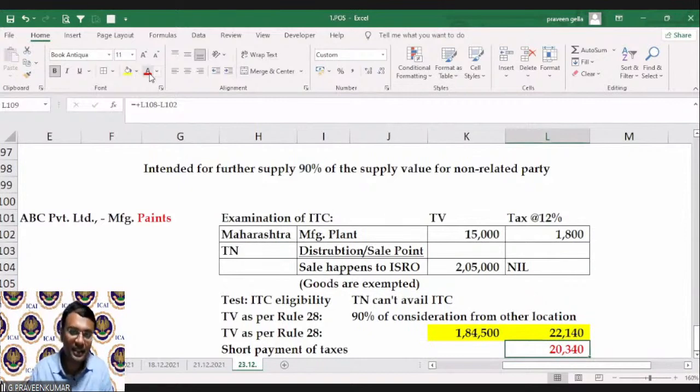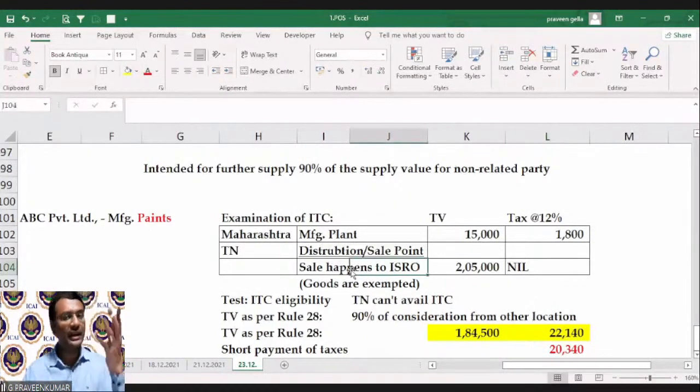Examination: with respect to related party transactions, please expect this sort of question where the transaction is between related parties and the related party, that is a distinct person, cannot avail input tax credit. So if the related party cannot avail input tax credit, I will go back to my presentation.